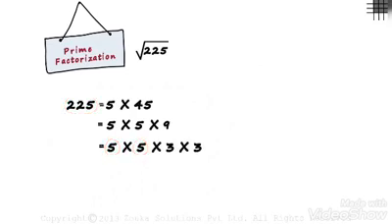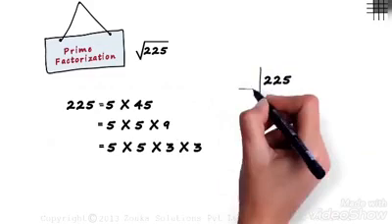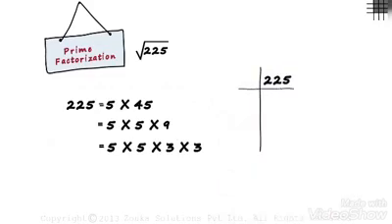This was simple, but is it the quickest way? No. Let's look at a quicker way. We write 225 like this and draw 2 lines here, like this. 225 is divisible by 5, so we write a 5 here. We just write the prime factors in this column.